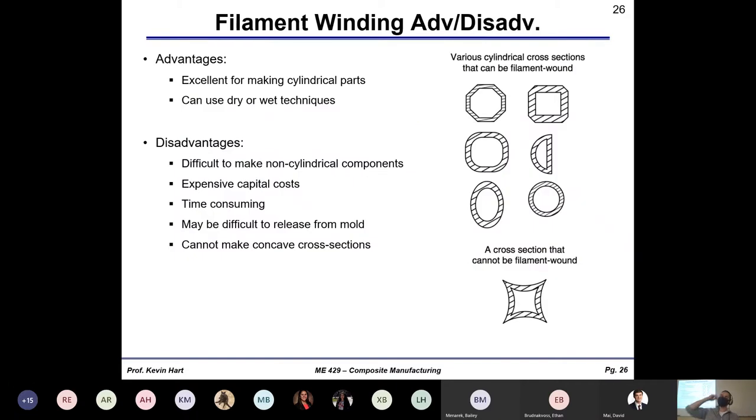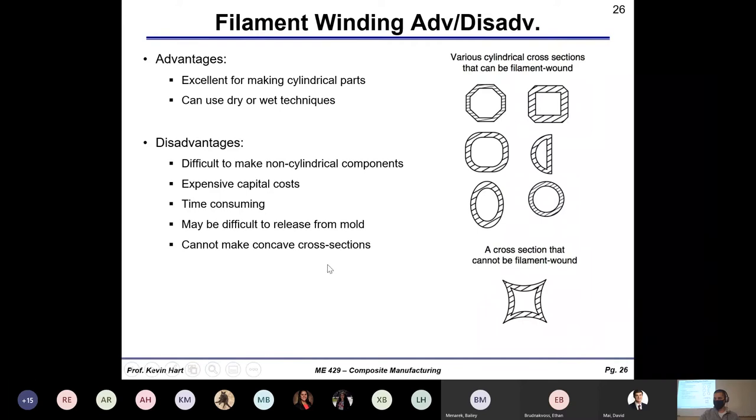Some of the advantages and disadvantages. Filament winding is great for making these cylindrical or nearly cylindrical structures. On the upper right-hand side of this slide, you see a couple of shapes that might be made using the filament winding procedure. You basically have to have convex cross-sections. Any convex cross-section you can more or less make using this procedure. Hockey sticks might look something like this, lacrosse sticks something like this, ovals, half circles, all that stuff is fine.